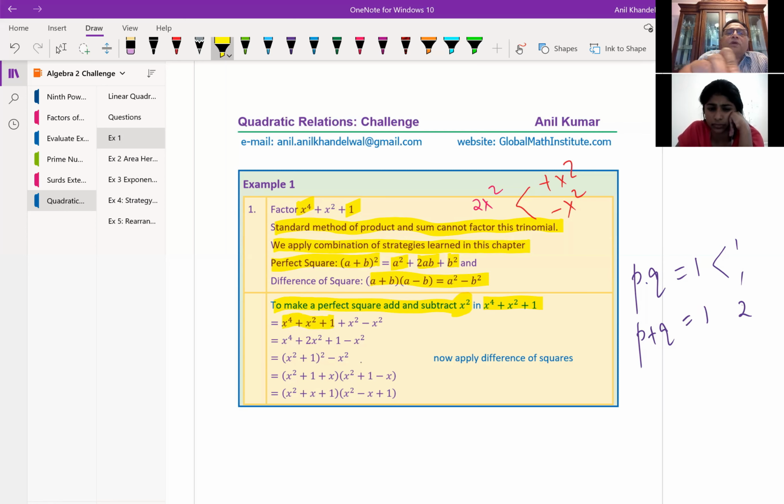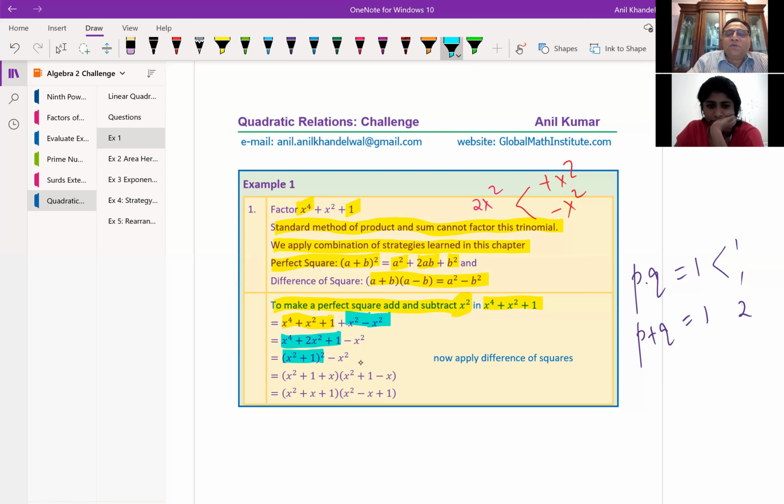So in that, we are going to add x squared and we are going to subtract x squared. Adding and subtracting the same thing doesn't really change it, right? But when you rearrange, you observe that these three terms become a perfect square and they can be written as x squared plus 1 whole square. And we do have minus x squared, right?